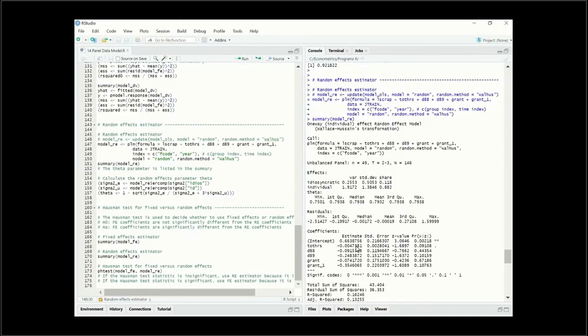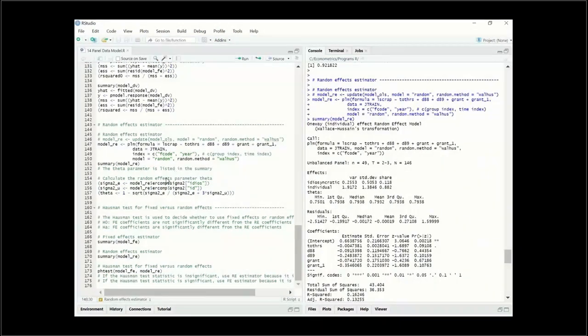Another parameter that is being estimated here is this theta parameter. And this theta parameter here is equal, the median of it is 0.79. So this theta parameter again shows how closely the random effects estimator is to either the fixed effects or the pooled OLS model. So here it's much closer to the fixed effects estimator with a value like 0.79. So this is one thing to notice about this model.